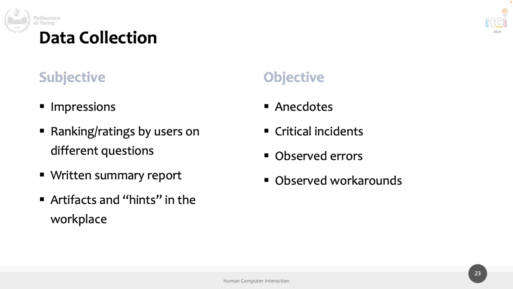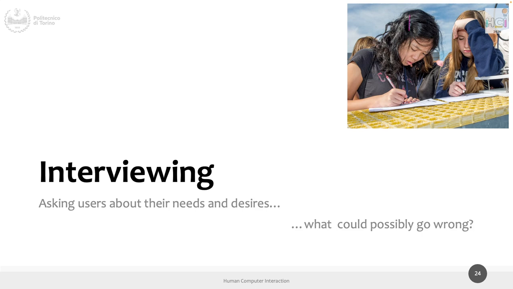And then you can have the more objective data, like the anecdotes, the incidents, the errors that you observe, the workarounds that you observe, the specific things that are quantified in a way. So observation will allow you to get both of these. And this is about observation. The core of observation is observing people doing activities, or redoing activities in the case of controlled observation, with different degrees of your participation that could be complete, partial, or not at all, just observing.